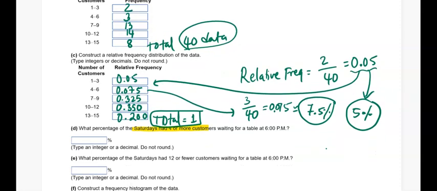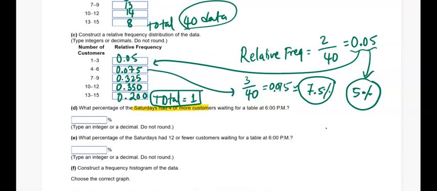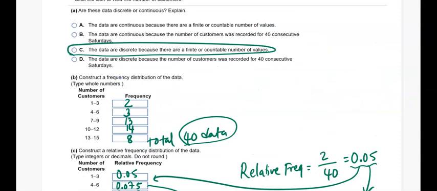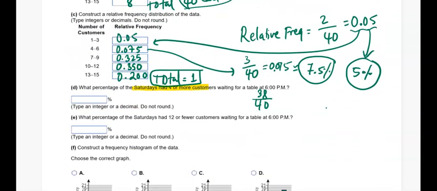Pretty much you subtract 2, and the remaining is the number of Saturdays they are waiting at 6 p.m. So out of 40 Saturdays, on 38 Saturdays there are 4 or more customers waiting. Only 2 Saturdays, between 1 and 3, have fewer, but other than that, 4 or more customers are waiting. So 38 out of 40 is 0.95.